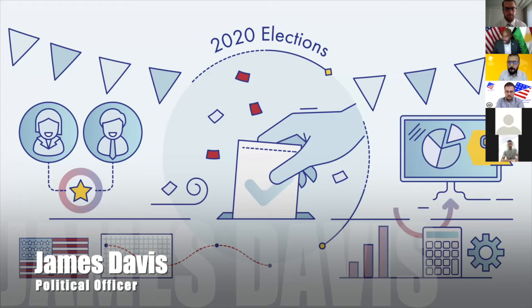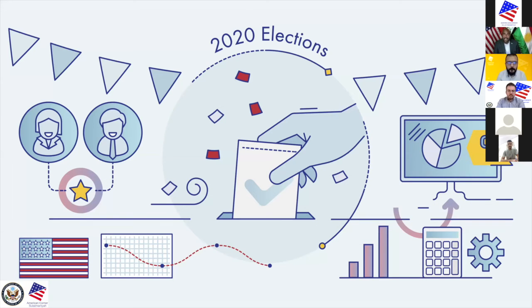So again, my name is James Davis. I'm a political officer here at the U.S. Consulate General in Erbil. And hopefully I'm going to teach you a little something about the Electoral College, which is how we elect the President and Vice President of the United States.